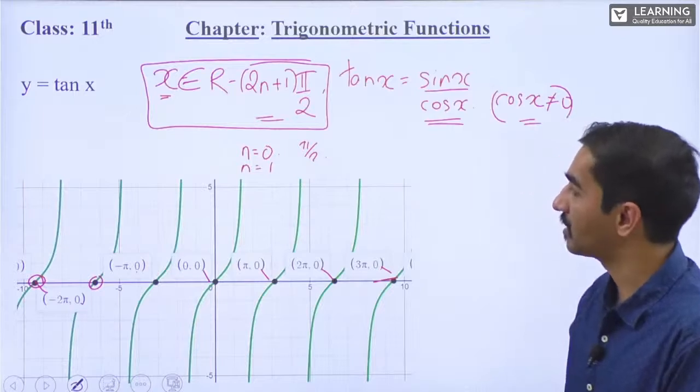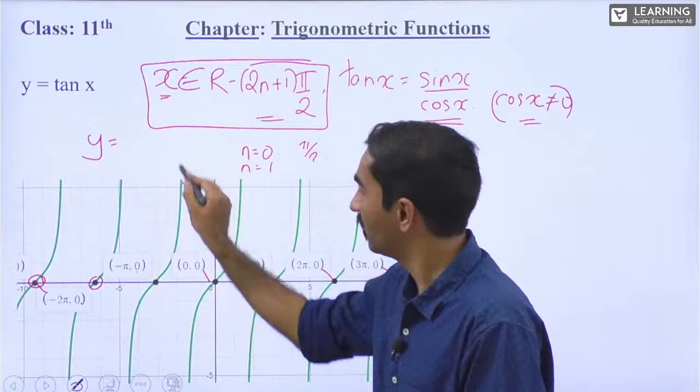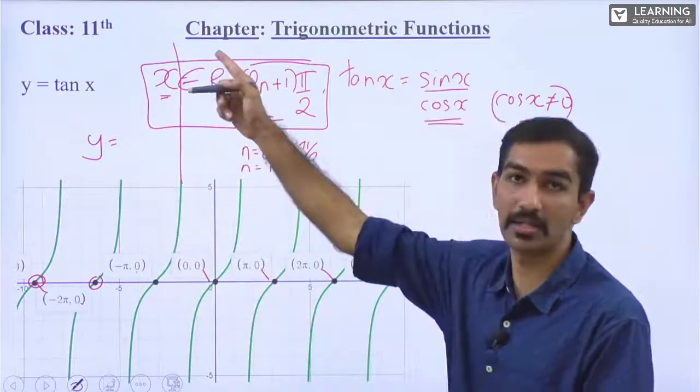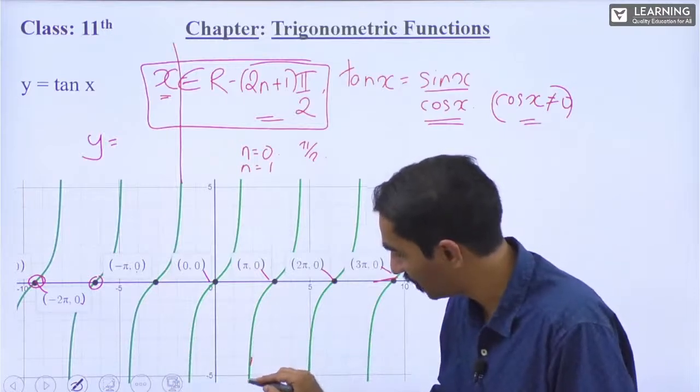What would be the range of tan x, students? Range of tan x. How far is this going? Infinitely up. We don't know what is the last number there. So it is infinite. How far down is it going?